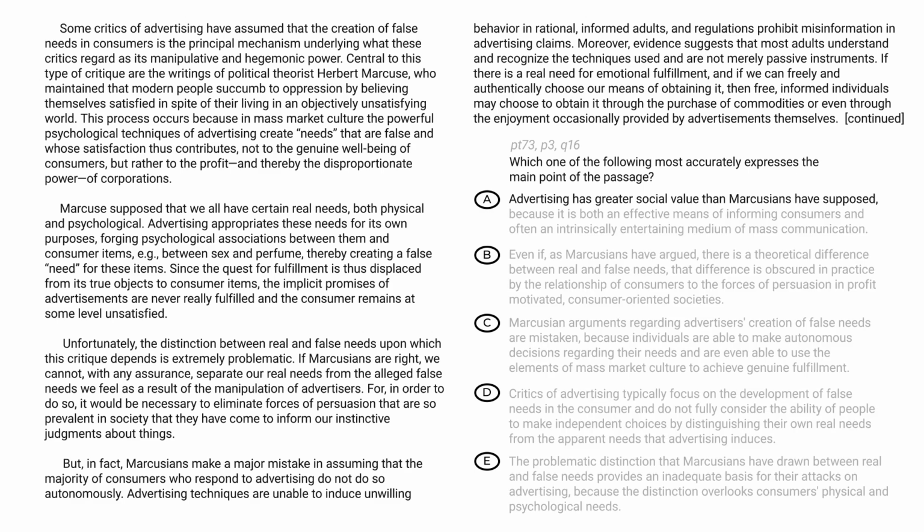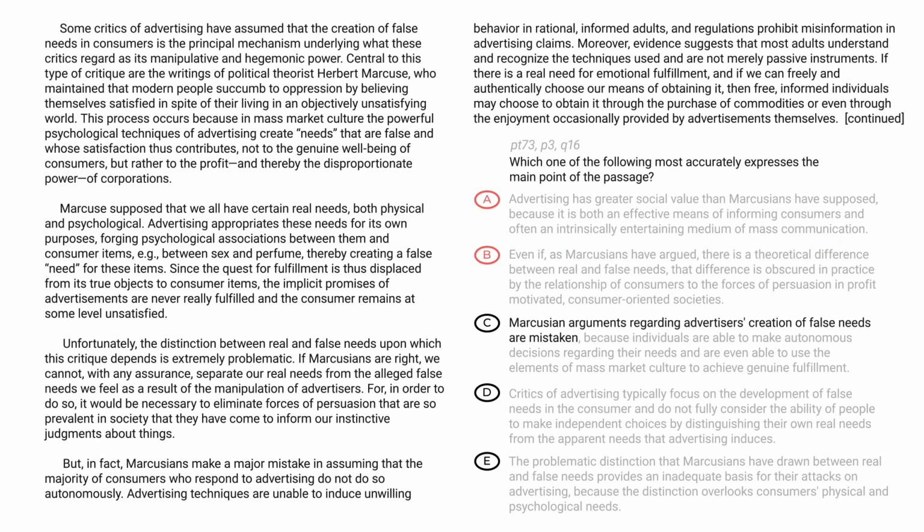Advertising has greater social value. I mean, that's saying the Marcusians are wrong, but the author was never making that sort of comparison, that it has more social value than they think. B looks like a very subtle disagreement. It's like, okay, even if there's a theoretical difference between real and false, in practice it's obscured. That's too agreeable, but it's also only focused at one of the author's two objections, so it's also too narrow.